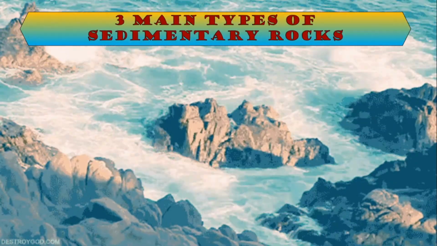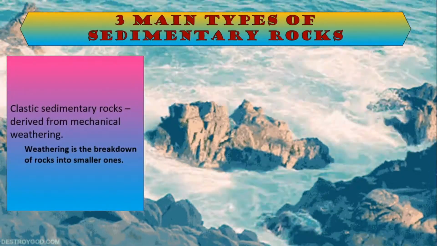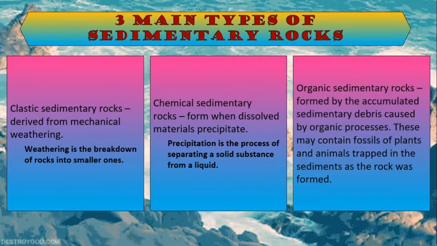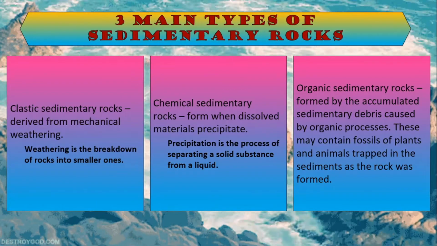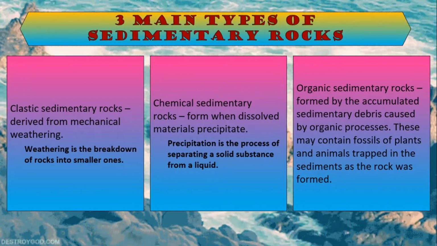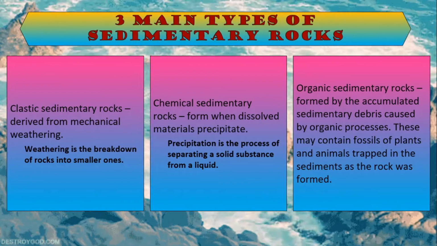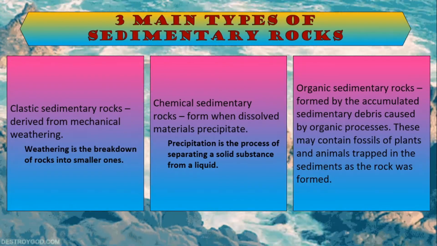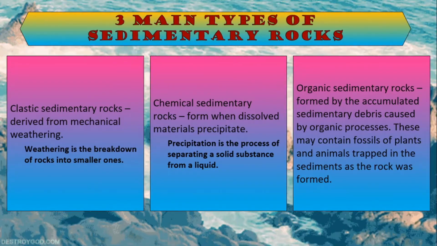The three major types of sedimentary rocks are clastic, organic, and chemical sedimentary rocks. Clastic sedimentary rocks are derived from mechanical weathering. Weathering is the breakdown of rocks into smaller pieces. Clastic sedimentary rocks form from fragments of pre-existing rocks, shells, or bones.